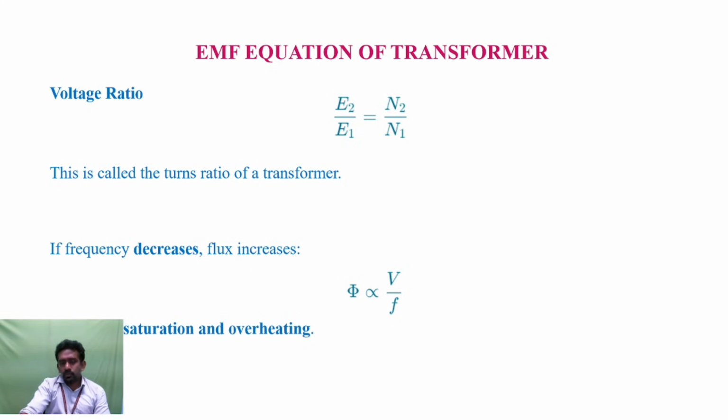So the voltage ratio is given by: E2 is the induced voltage across the secondary winding, and E1 is the induced voltage across the primary winding, and E2 over E1 is always equal to the number of turns of the secondary divided by the number of turns of the primary. And this equation is called the turns ratio of the transformer. So the meaning is, if the frequency decreases, the flux increases, causing the core to saturate and overheat.